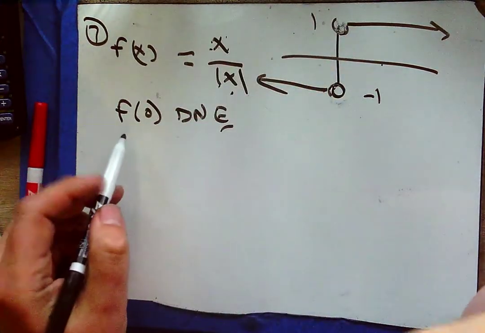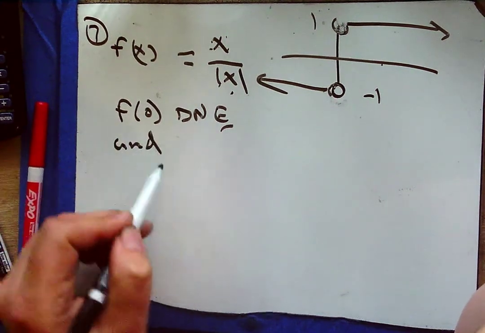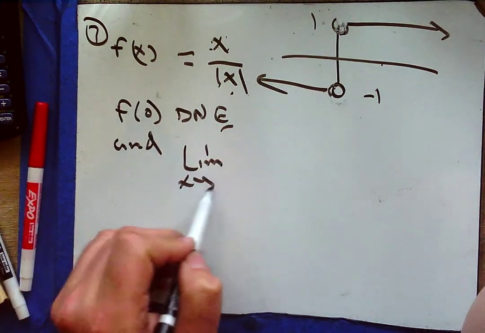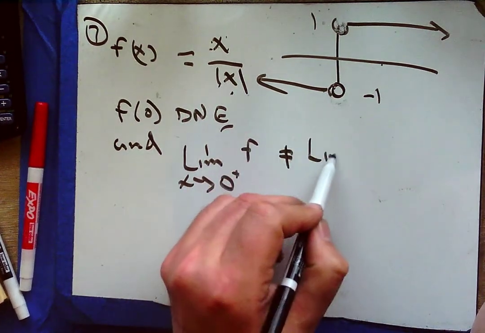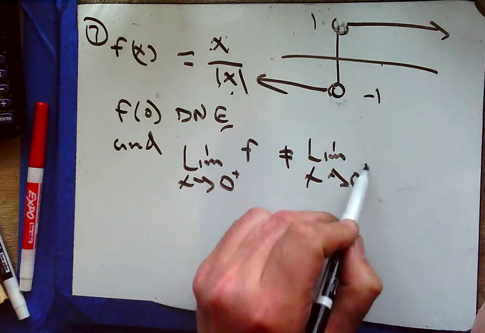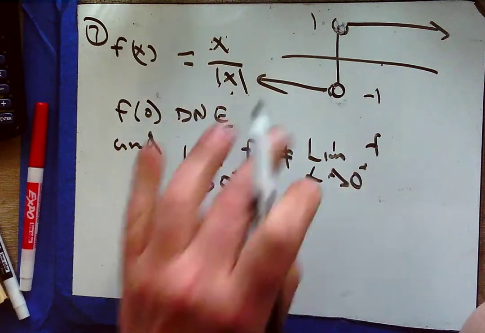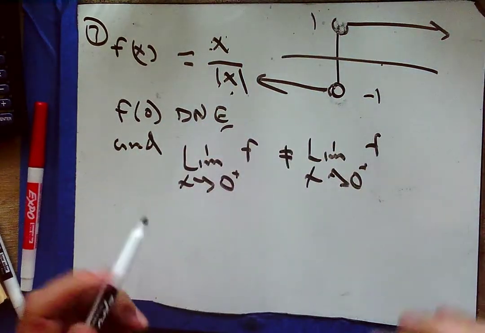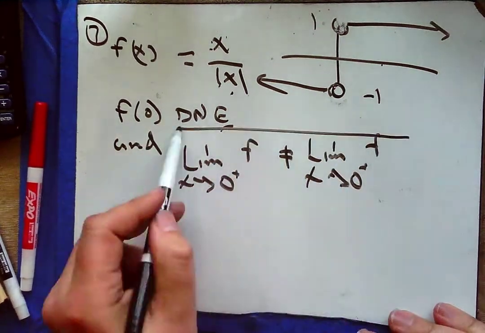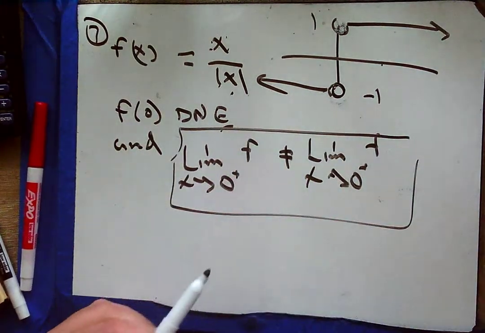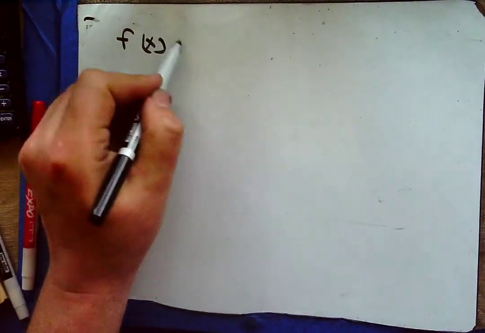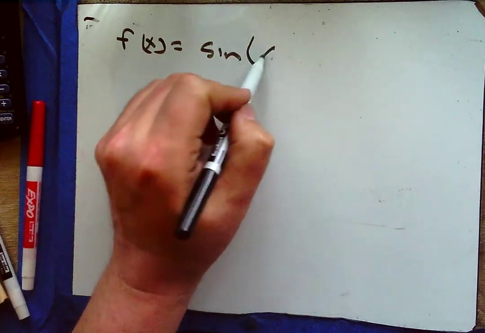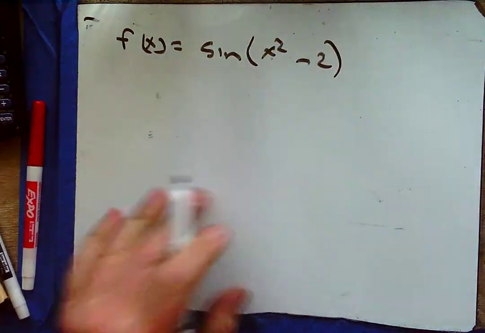So I think what I have to say is, the limit as x approaches 0 from the positive side does not equal the limit as x approaches 0 from the negative side. It's the jump discontinuity, I think, that's maybe even more important. So even if you just put this, I'd probably say that's sufficient. Okay, 8. 8 says f of x equals sine of x squared minus 2.